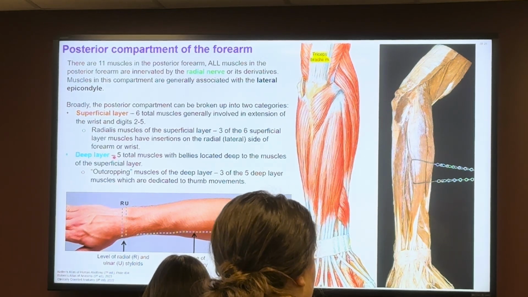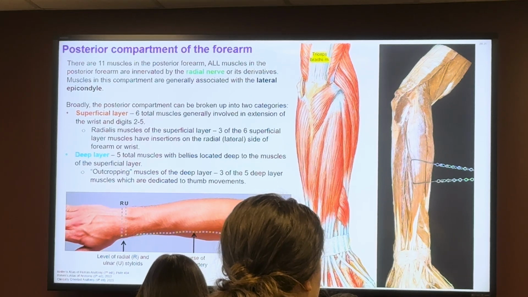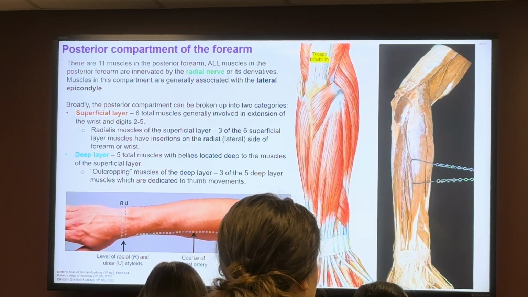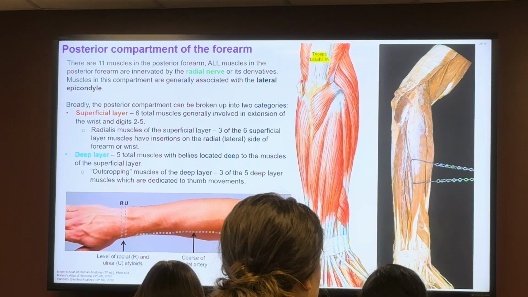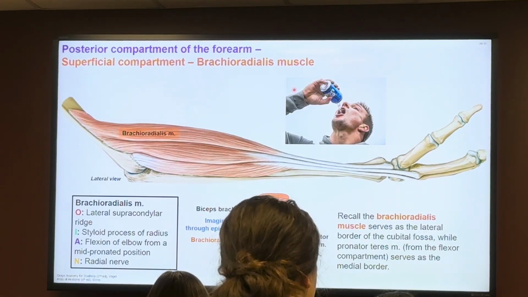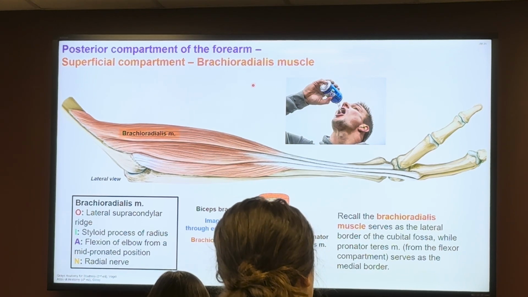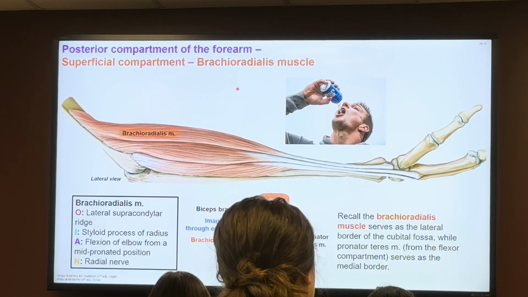So superficial and deep layer. And they're coming from lateral epicondyle, which would be out here. So lateral epicondyle out here. There's olecranon. There's medial epicondyle. There's cubital tunnel. That's cool. Got to be, right? That's ulnar nerve. Right there, cubital tunnel. All right. So we'll start with the superficial compartment. Break these up like this. We'll first talk about some radialis muscles on the superficial side.